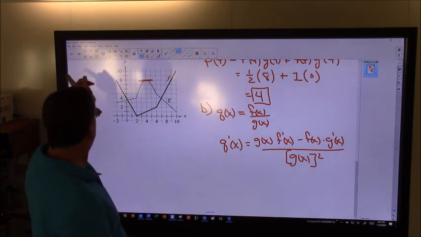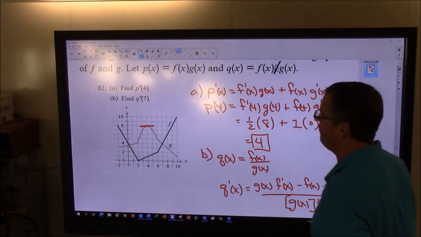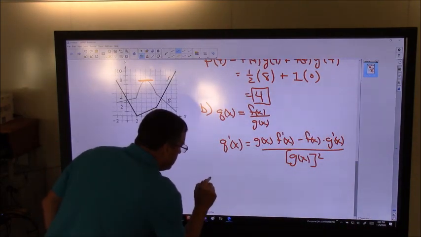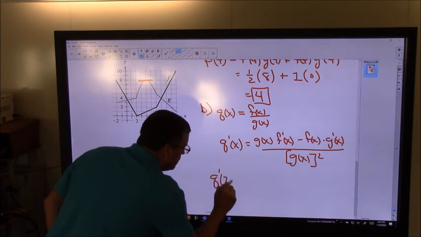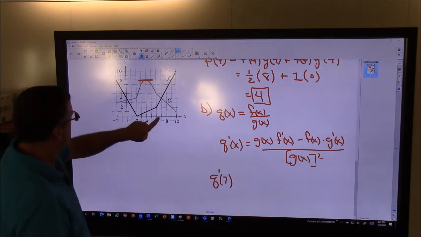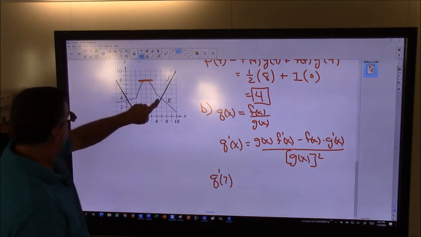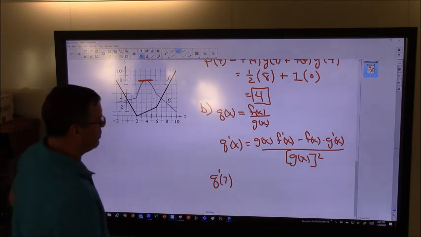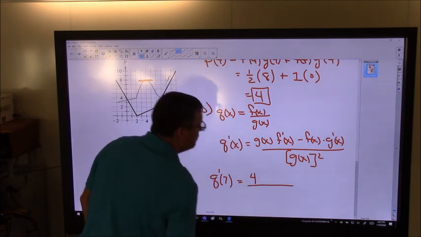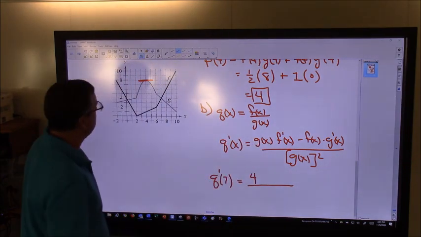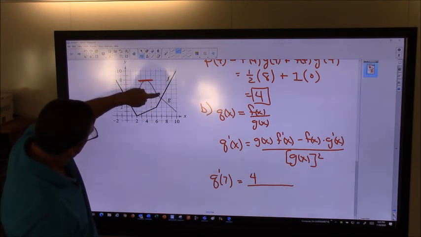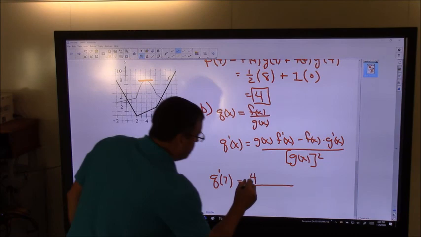Now plug a 7 in. I was going to say 4, but it's 7. So now plug a 7 in, and q prime at 7. So I've got to think, what's g of 7? Well, here's 7. G of x equals 4 at 7. So I've got 4. What's f prime of 7? Here's f. Go to 7. What's the slope right here? I'm going up 2 and over 1. So that would be 2.